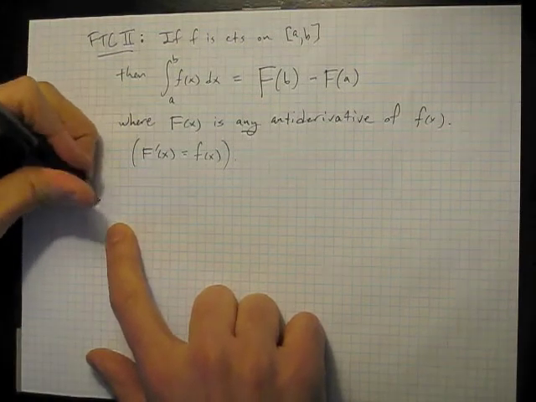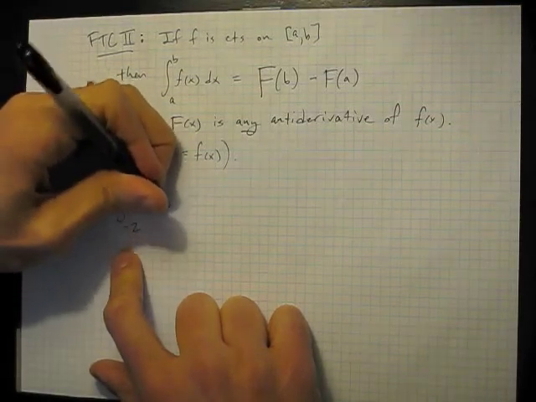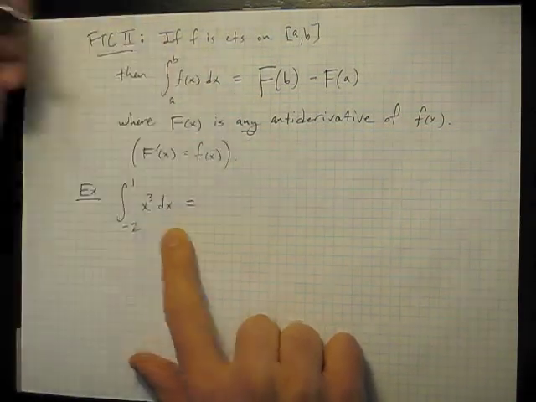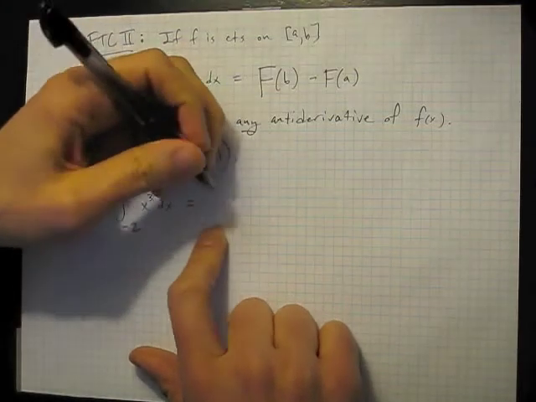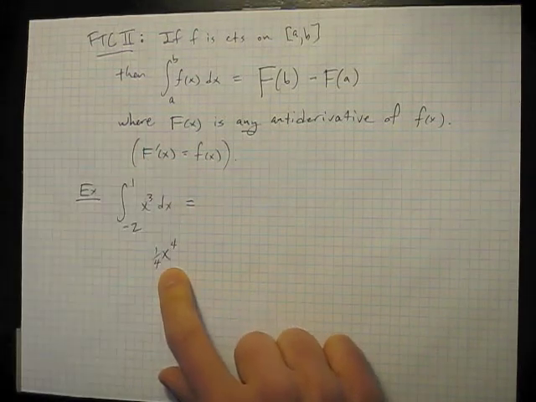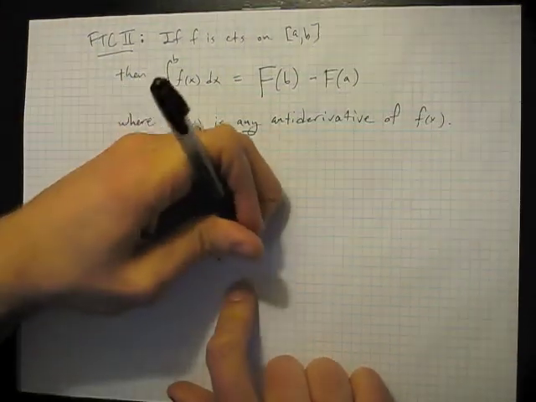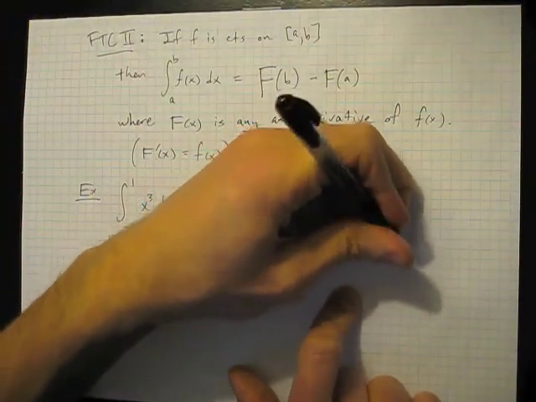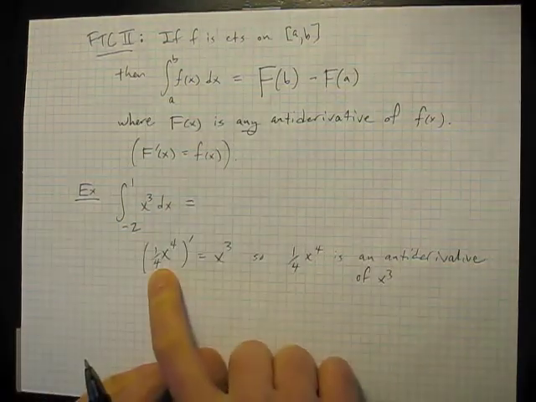Example: how about the integral from -2 to 1 of x cubed? In order to do this, we need to find an antiderivative of x cubed. We know how to find an antiderivative of a power function. All you need to do is raise the power by 1 and divide by the new power. So dividing by 4 gives you this. If you take its derivative, it is equal to x cubed. So 1/4 x to the 4th is an antiderivative of x cubed. Okay, right?